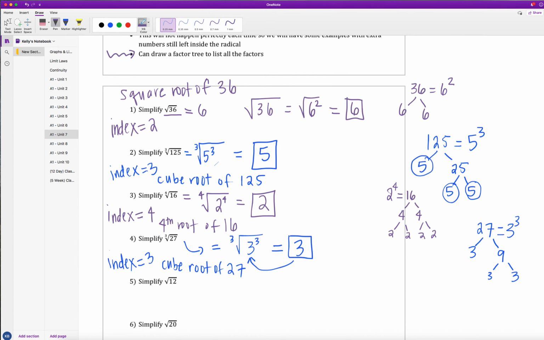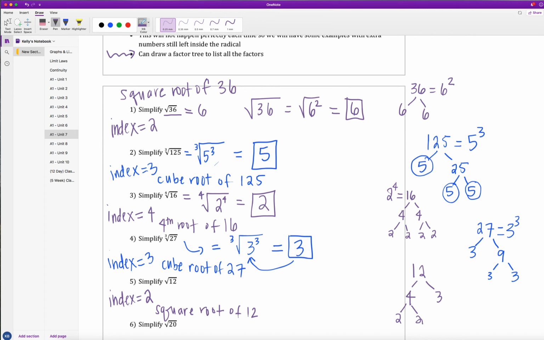Let's look at example 5. What is your index in example 5? Our index in this fifth example is going to be equal to 2. Remember, anytime there's not one written, we assume that means that it is a square root, and so our index is 2. So I have the square root of 12. Let's go create a factor tree for 12. So when I factor 12, one way I could do it is 4 times 3. Then 4 can keep factoring as 2 times 2. 3 is a prime number, so I cannot factor that any further.